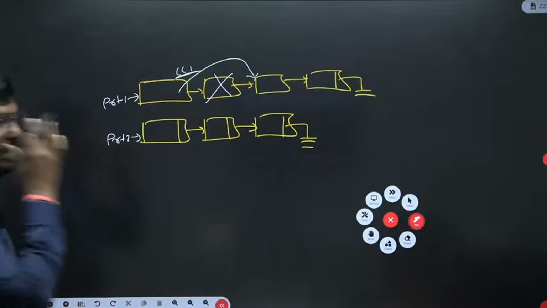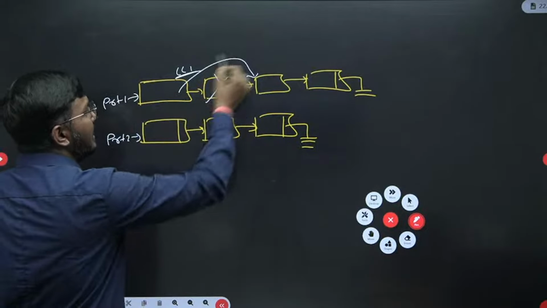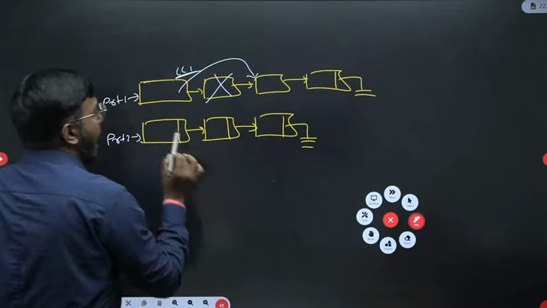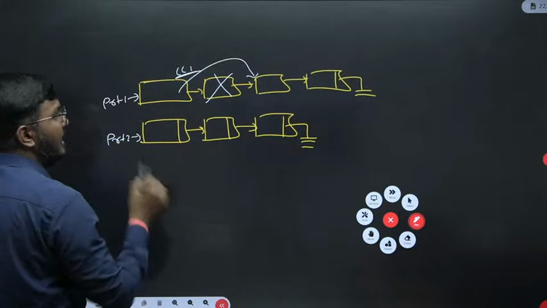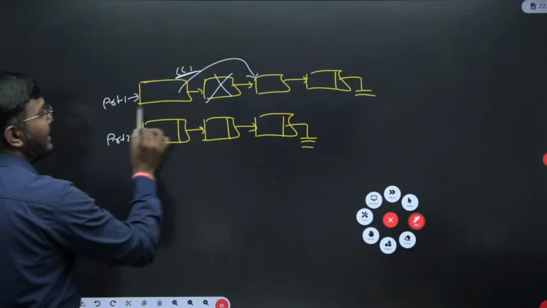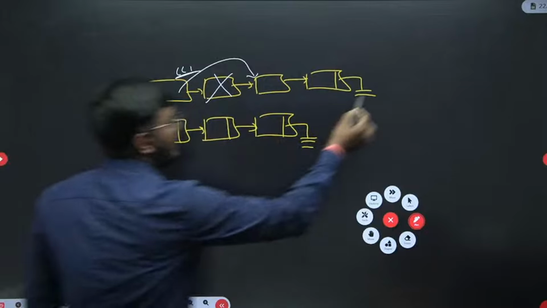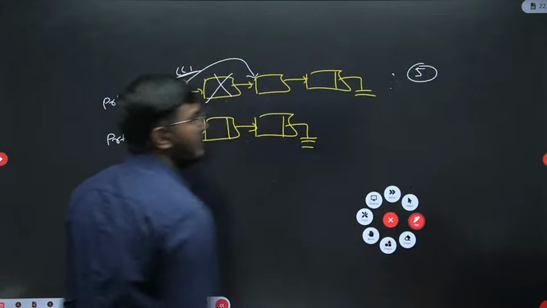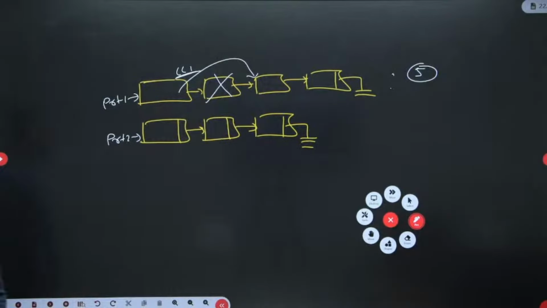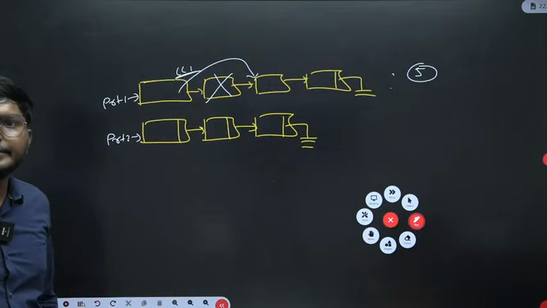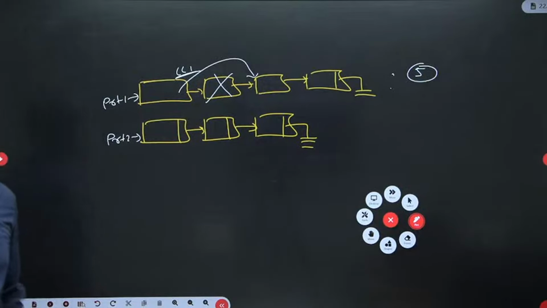Understood? For that part, the question was how many nodes remain in linked list 1 after this complete program. The answer was, I think, 5 nodes. So this was a lengthy question. This was one of the questions, and one more question was on the min heap.